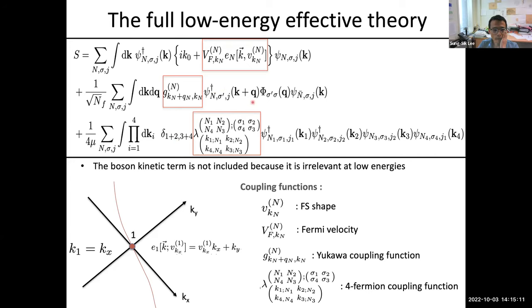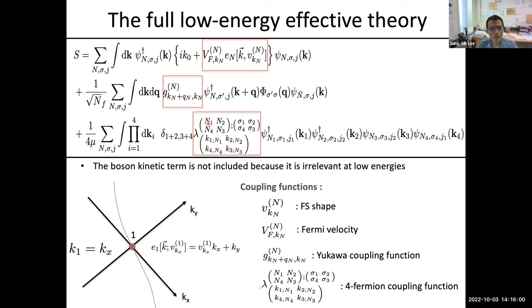And also, the Yukawa coupling is now promoted to a Yukawa coupling function that depends on the incoming and outgoing momentum of the electron. Here I have not included the boson kinetic term because at this IR fixed point, the boson kinetic term turns out to be irrelevant. The boson kinetic term is renormalized by the particle-hole excitations, so the bare kinetic term is subleading at low momentum and low frequency. So it doesn't matter whether we include it or not. That's really irrelevant, so we can drop the bare boson kinetic term.